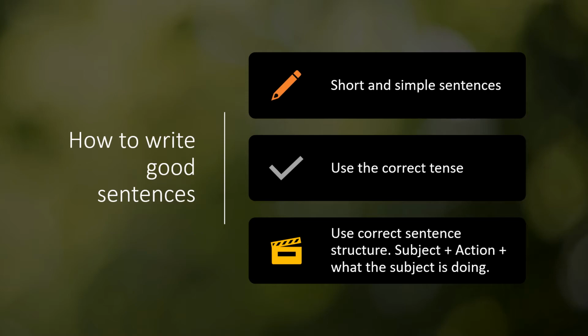We start a sentence with the subject. Subject means the person who is doing the action. This is followed by the action the person is doing and finally what the subject is doing. We have followed these three rules to write good sentences. Today we will look at something else.